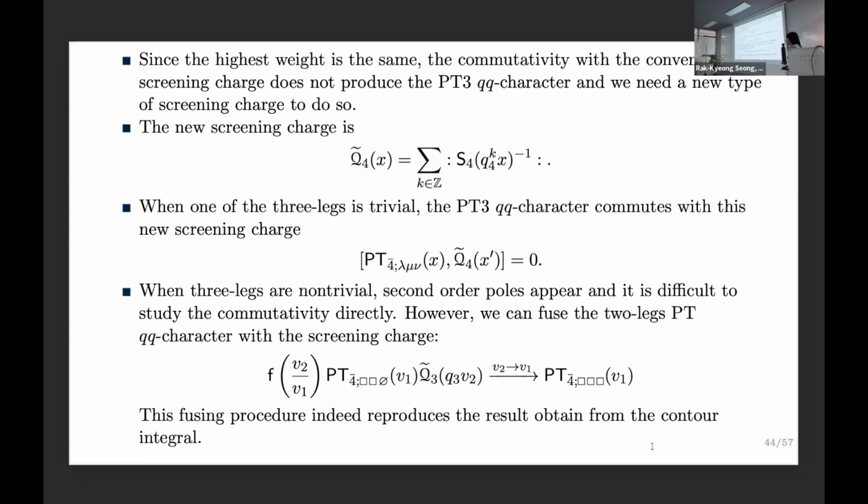Oh, I see. Is it the same as resolving the second order pole? Yes. But even in that case, if you study the commutativity without resolving, you cannot see the commutativity. So you need to resolve first. And what I'm saying here is that the resolution is like this. I thought you wanted to get a screening charge without resolving it. But for that one, we don't know.